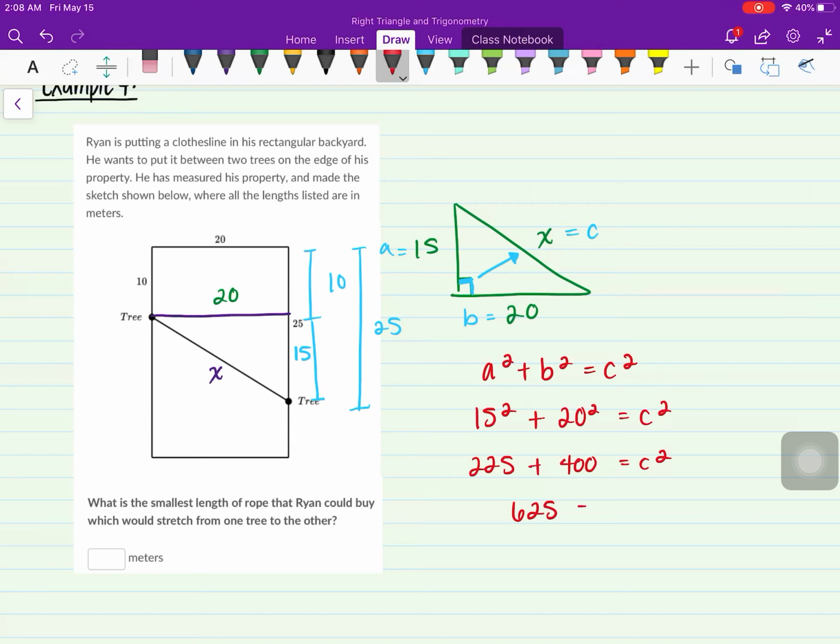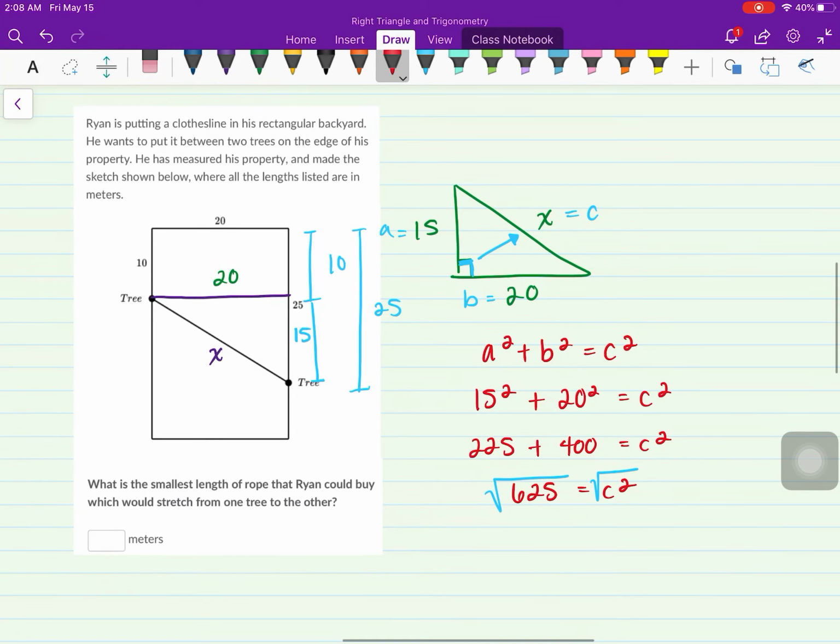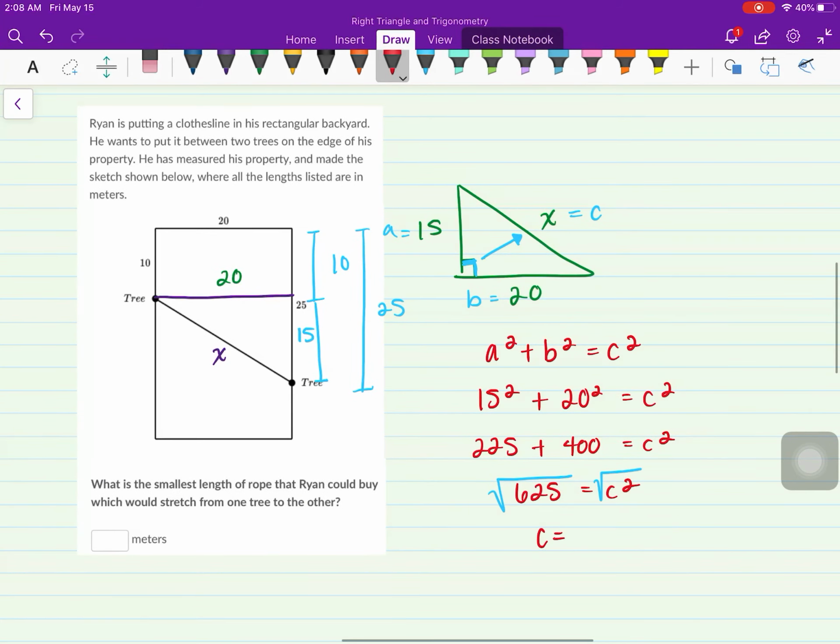Now let's combine like terms, and we're left with 625 equals C squared. Since we want to find C, let's take the square root of C squared and the square root of 625. When we take the square root of 625, we're only keeping the positive square root. So in this case, C is going to equal a positive 25. So the smallest the rope can measure would be 25 meters.